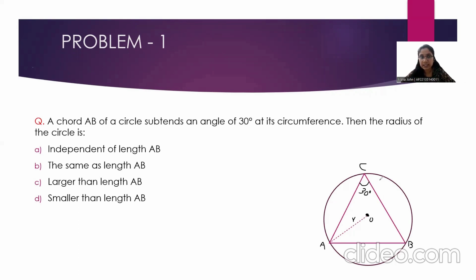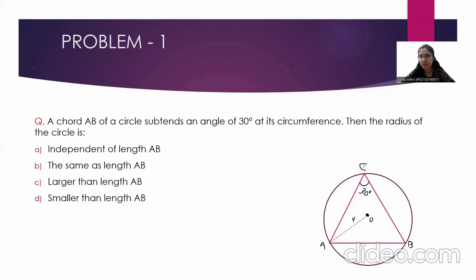So a circle is given. I am taking the center of the circle to be O. And we are given a chord AB of the circle. So here is the chord AB. And it is given that it subtends an angle 30 degrees at its circumference. Somewhere at its circumference, I am taking a point C on the circumference. So it is given that it subtends an angle 30 degrees, say at C.